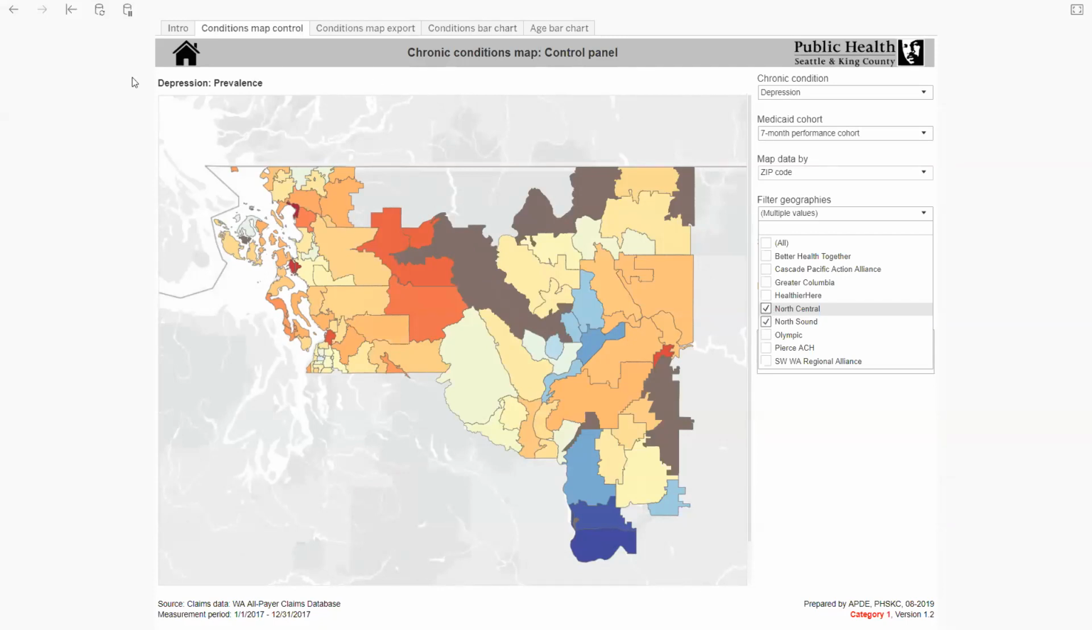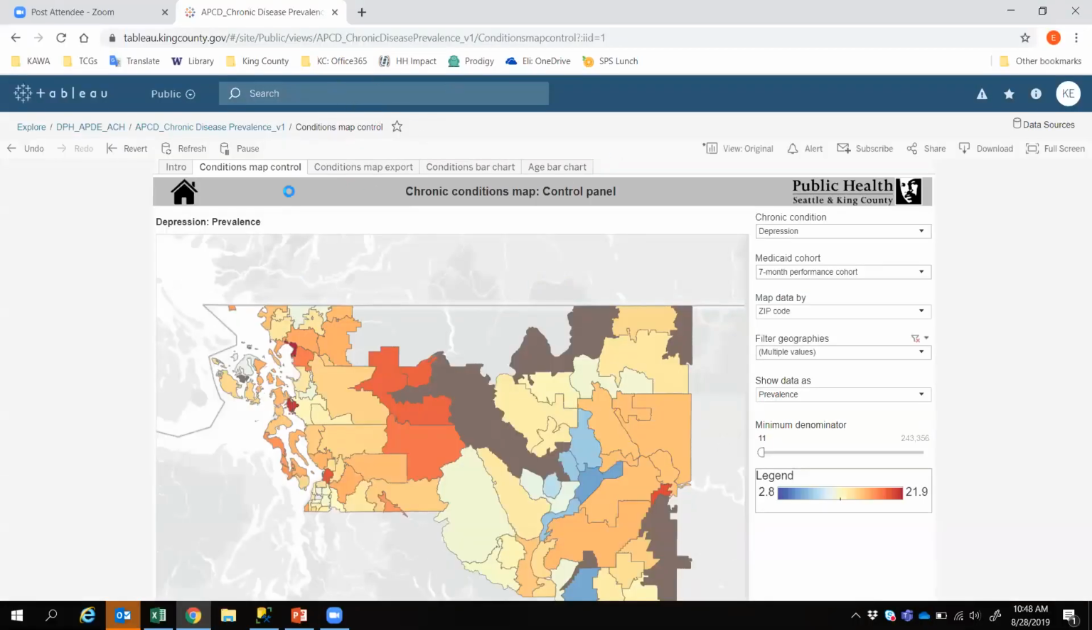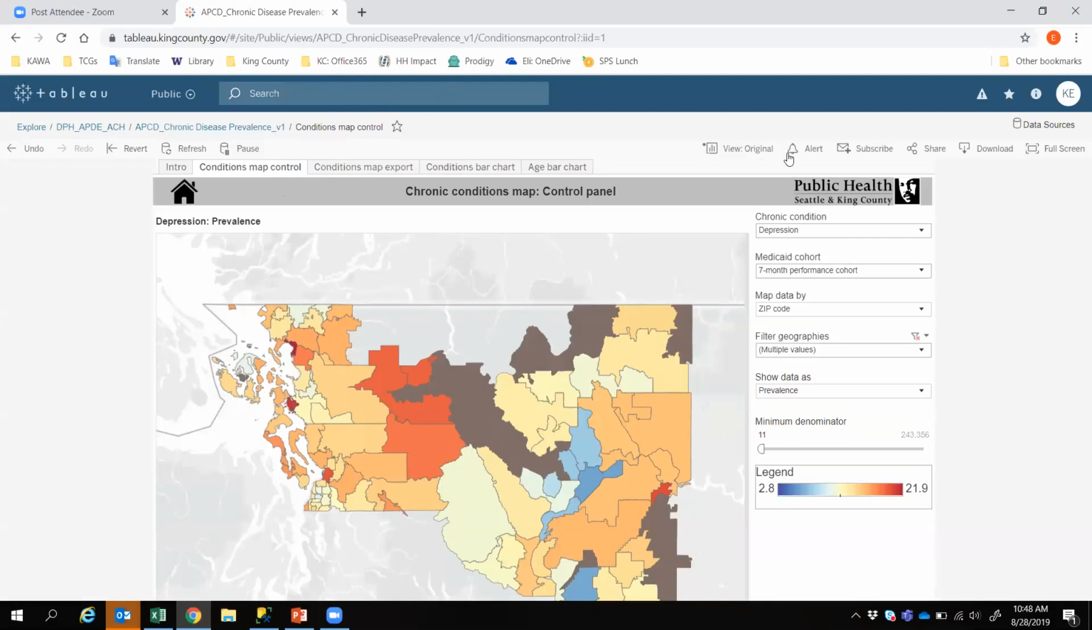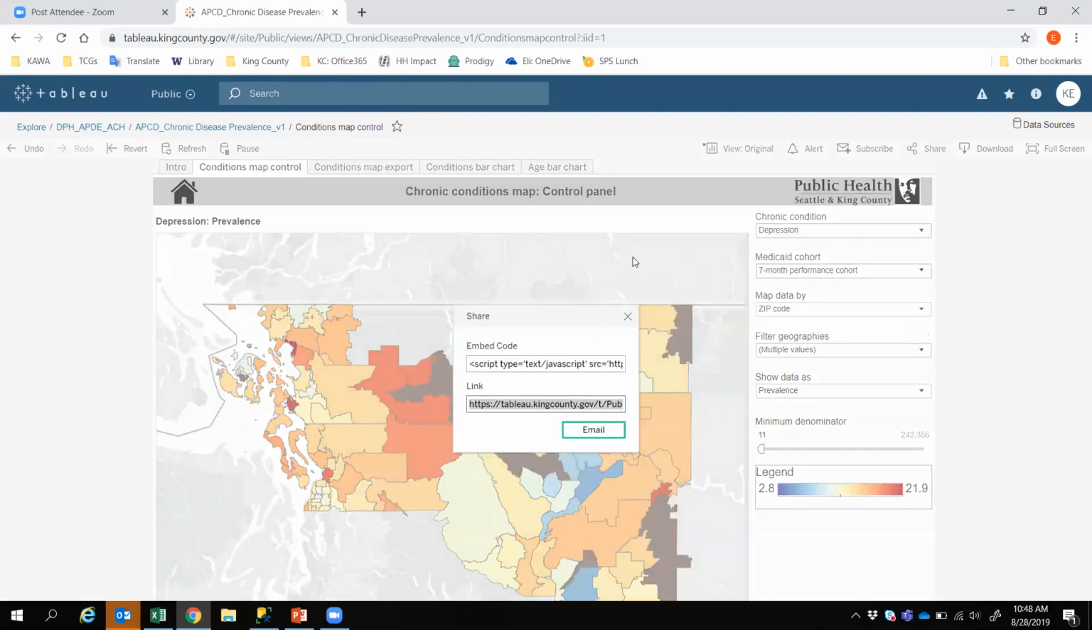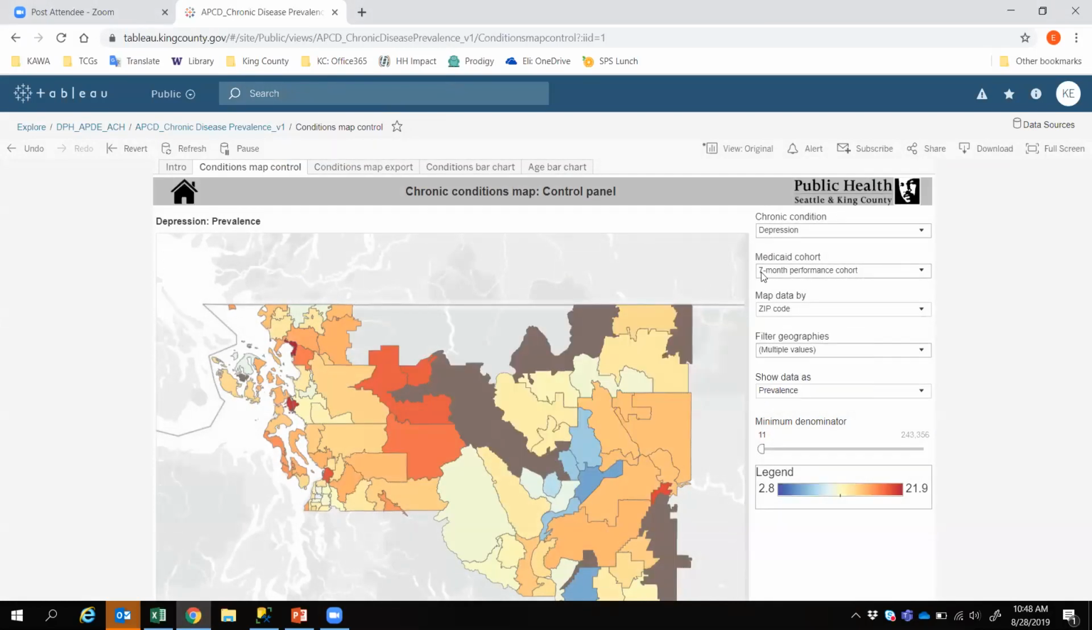Any other questions? And since we've got the chat open right here, I'll share the link for this Tableau dashboard, as we call it, so that people can feel free to explore it, as well as the other tabs on their own.